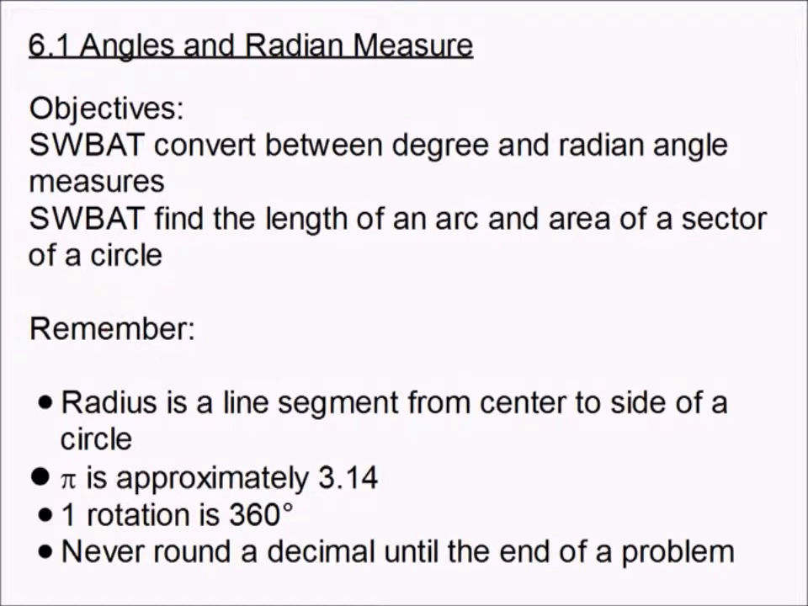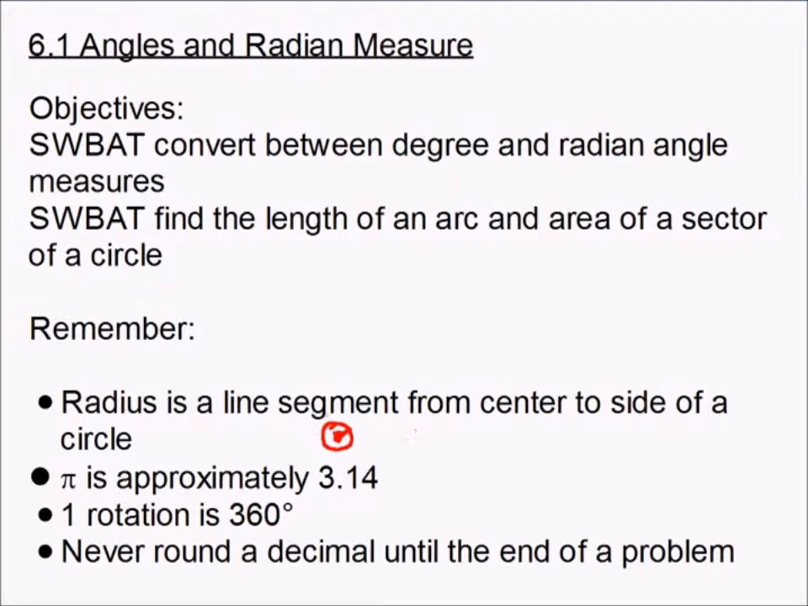There's a few things I want you to remember. Number 1, a radius is a line segment from the center to the side of a circle. So if I draw a circle, from center to edge, that is a radius. In this exercise, I use 3.14. You have a pi button on your Android, your iPhone, and on the school calculator. I recommend you use the pi button, but your answer is not going to be that thrown off if you go ahead and use 3.14.